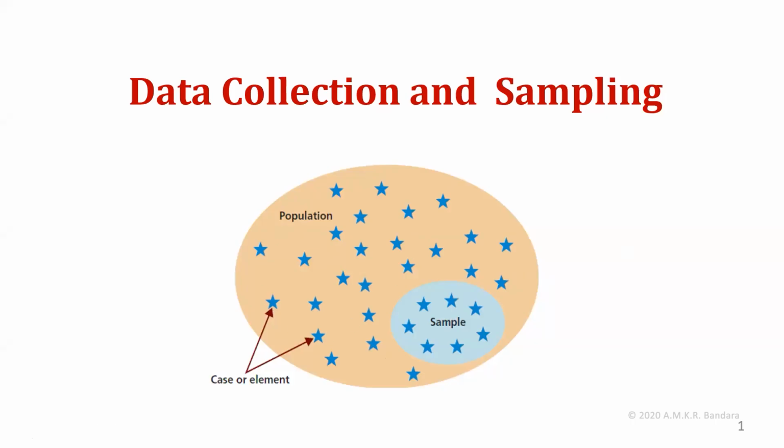Therefore, as a remedy, statisticians use a technique called drawing a sample from this population. That is, selecting a part of the population and studying the characteristics of the selected part, which we call a sample. So in today's lesson, we will see what sampling methods are available to draw a sample from a statistical population.